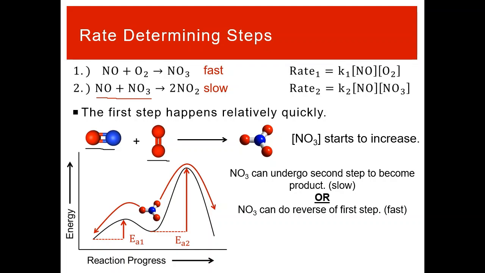Or it could fall apart. It could do the reverse of the first step. And that's relatively fast, right? That would be the barrier is just right here to get up to that right there. That's pretty easy. That's a really short step. So that ends up also being fast. And so it starts to happen.